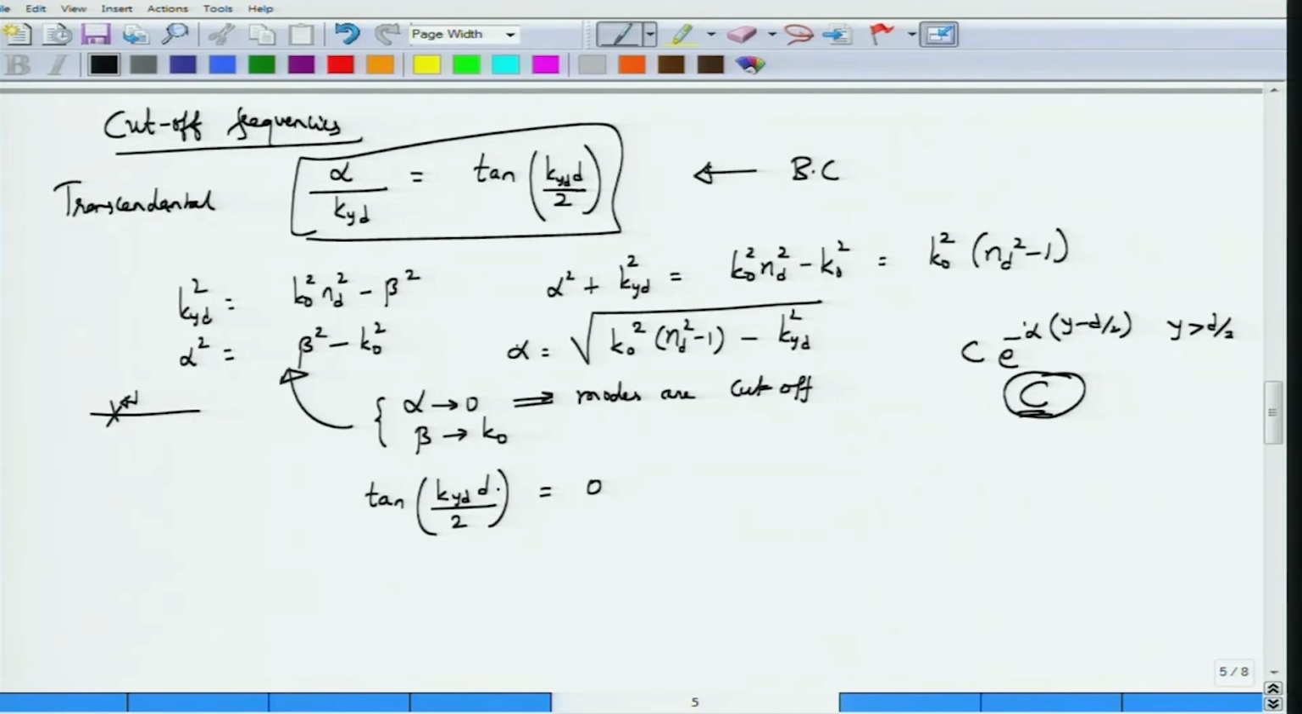So this should go to either 0 for tan to go to 0, or to a multiple of pi, with m standing for different orders. So with m equal to 0, 1, 2 or 3, you will have different modes coming in. If you want, you can replace m pi by n minus 1 into pi and set n equal to 1, 2 and 3 and so on. This m notation or n notation is used in literature, both are used.